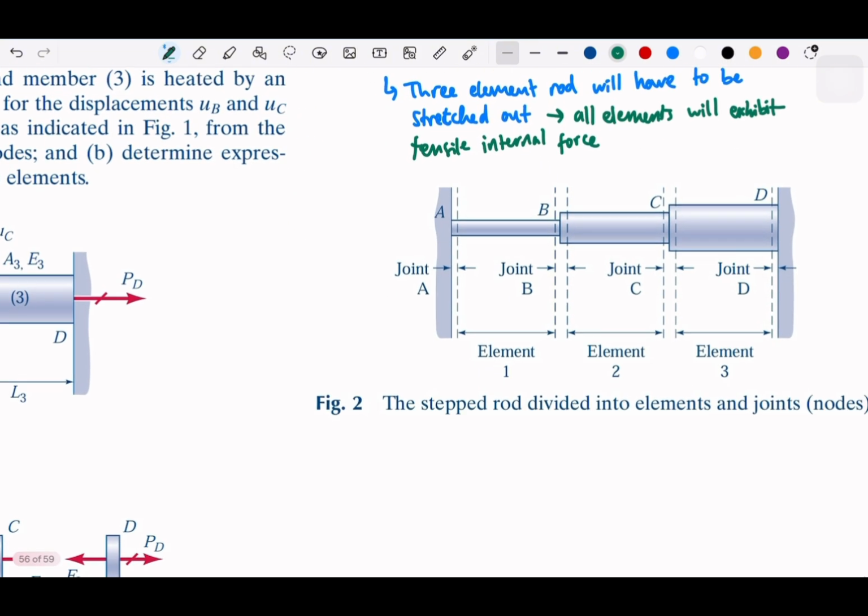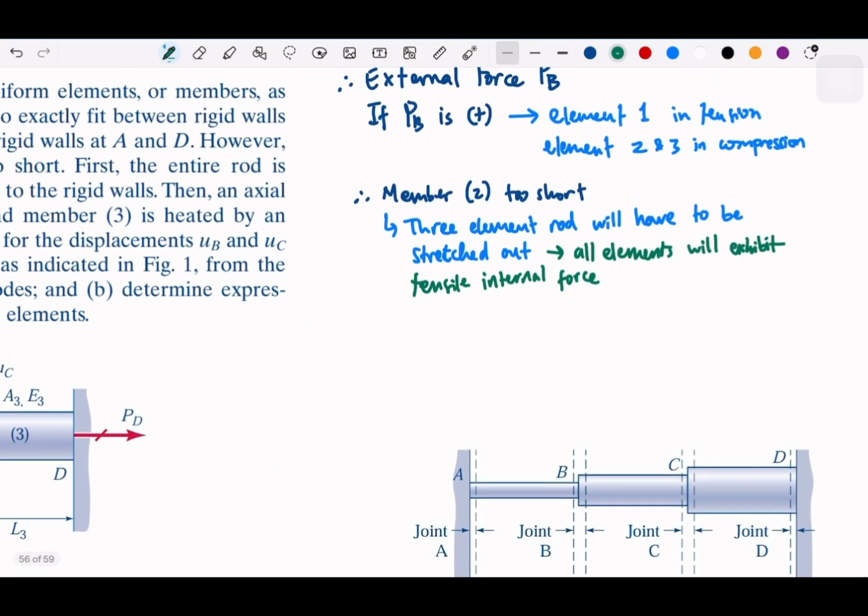And the third consequence, from the information given, is that we have a heating member 3.